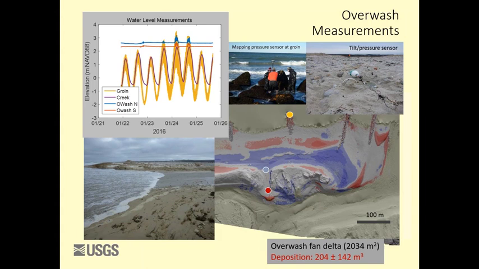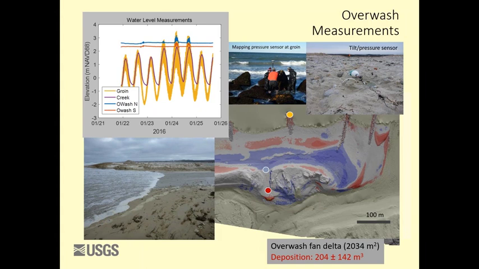And we put these tilt sensors, which didn't work very well because the water wasn't deep enough, but we also had pressure sensors. We put one kind of at the entrance to the overwash channel and one kind of back on the delta where the overwash channel came into the back barrier. And so here's what a wave looks like coming down the beach.